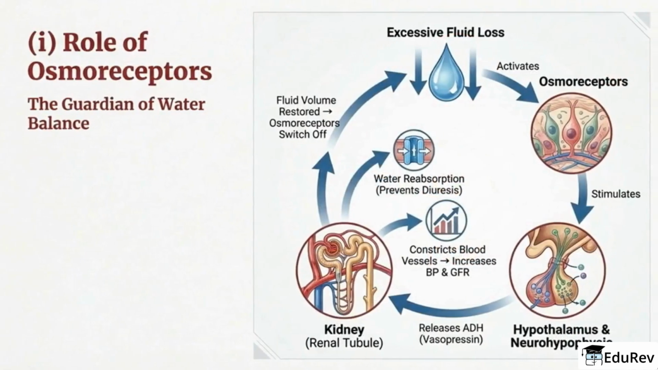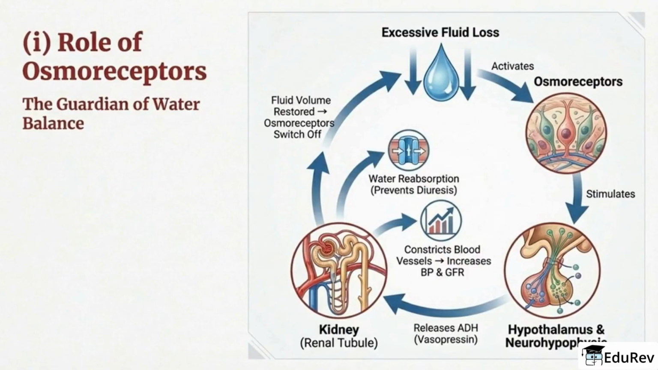Let's begin with osmoreceptors. These specialized sensors in the hypothalamus detect when the body loses too much fluid or when blood osmolarity rises. In response, they trigger release of antidiuretic hormone or ADH from the posterior pituitary. ADH tells the kidney tubules to reabsorb more water, reducing urine output and helping to restore normal fluid volume. It can also cause mild vasoconstriction, which supports blood pressure as fluid balance is corrected.